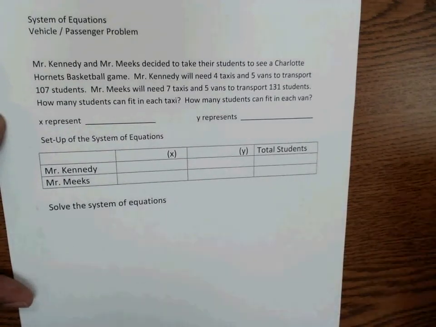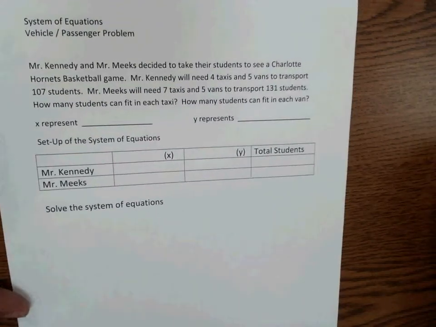Mr. Kennedy will need 4 taxis and 5 vans to transport 107 students. Mr. Meeks will need 7 taxis and 5 vans to transport 131 students. How many students can fit in each taxi and how many students can fit in each van?